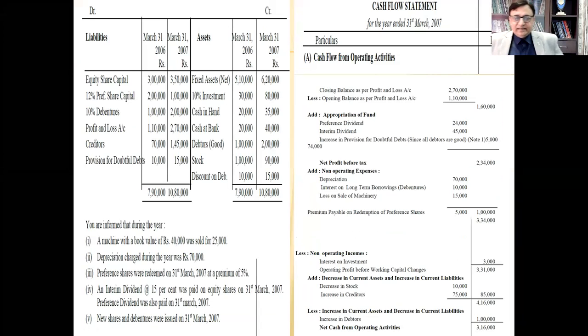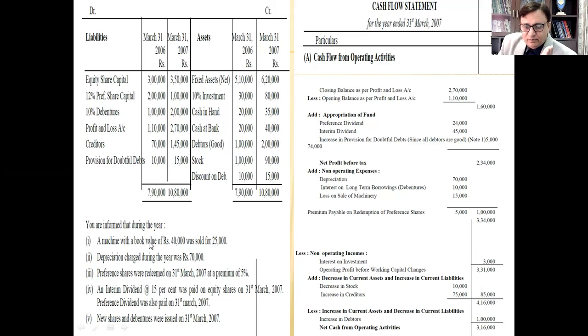On the left side of the screen, you see one balance sheet given to you on 31st March 2006, and one balance sheet on 31st March 2007, along with some additional information. So you have the balance sheet. The income statement is not given. If the income statement is not given, we will start from the profit and loss account balances, which are given on the liability side of the balance sheet.